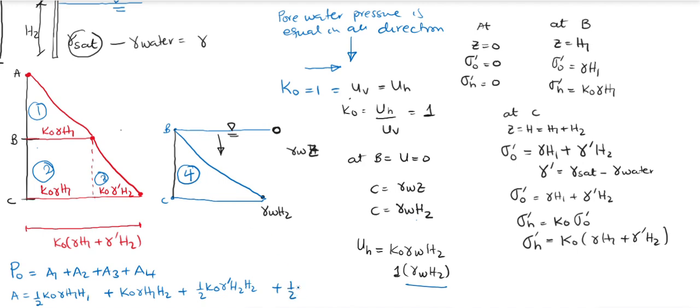Then that of the water, area 4, is also a triangle. So half base is gamma W H2, then the height, this height is H2. This height is H2, this is H1. And the total height is H. So times H2. And so let me clear this section.